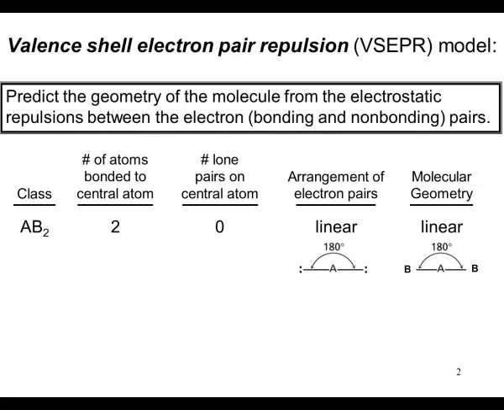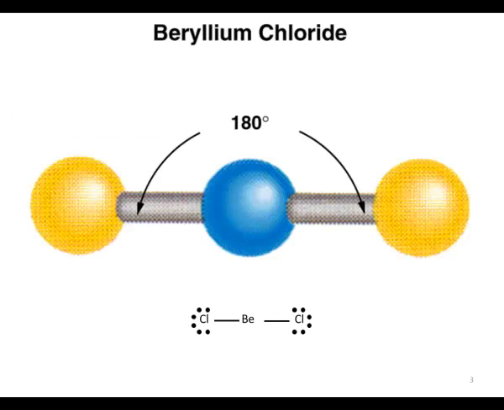Let's look at the case where there are two atoms bonded to a central atom. There are no lone pairs. The electron arrangement is linear. The molecular geometry is also linear. An example is beryllium chloride. Bond angle 180 degrees.